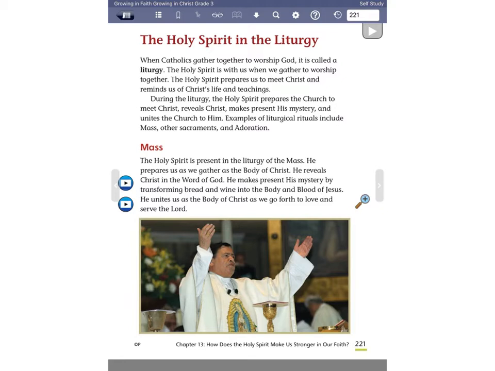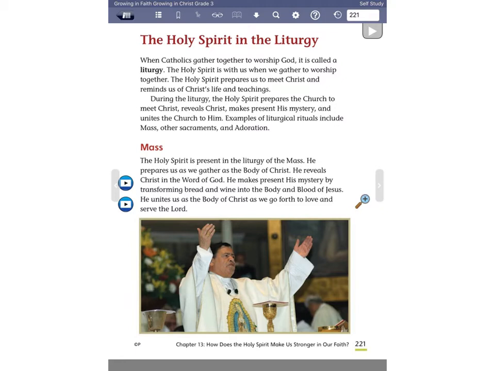So now we're going to read more about the Mass. Mass, we hear this word a lot. We often equate it with just going to church, but a Mass is its own special thing. The Holy Spirit is present in the liturgy of the Mass. He prepares us as we gather as the body of Christ.